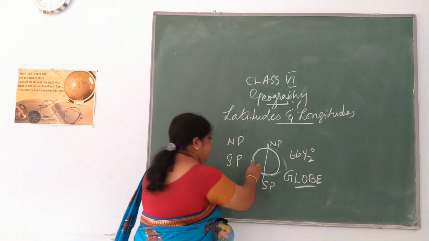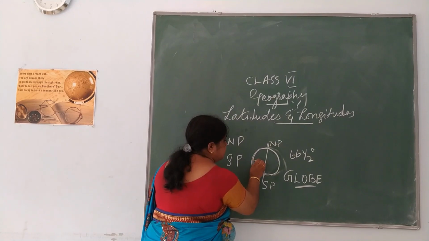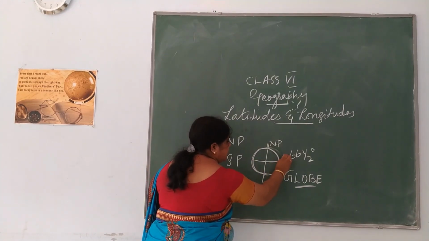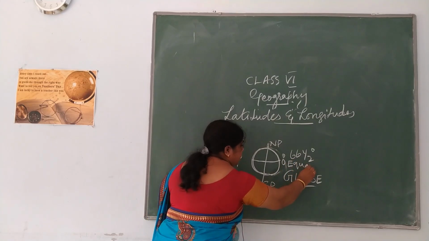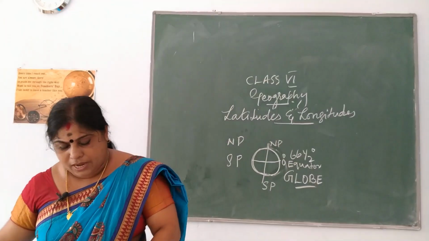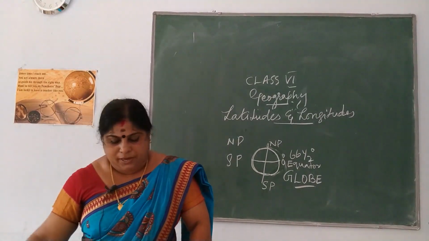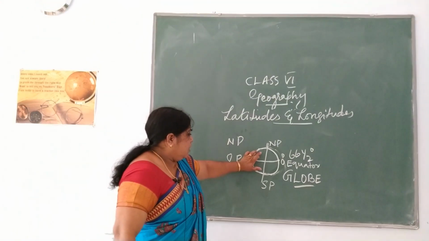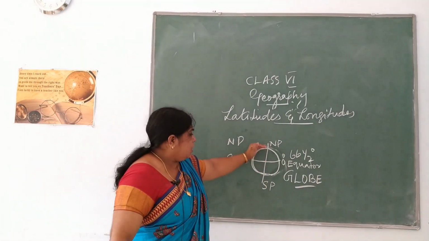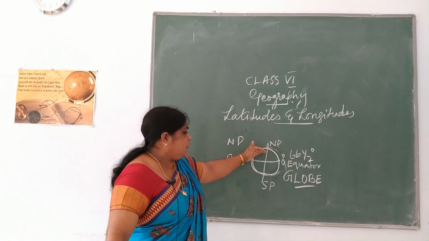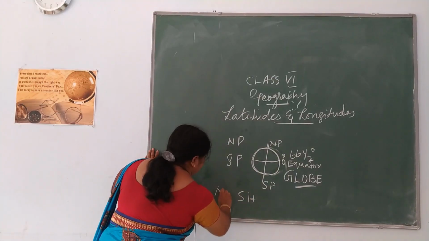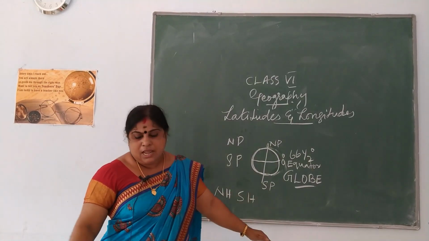Now there is an imaginary line drawn in the center of the earth, which you call the 0 degree equator. Even on the globe or a map you can see the 0 degree equator. The equator divides the earth into two equal halves. The northern portion you call the northern hemisphere, and the southern portion you call the southern hemisphere.